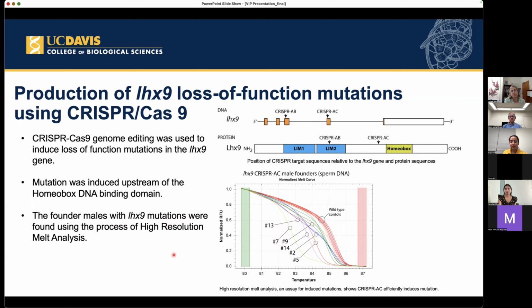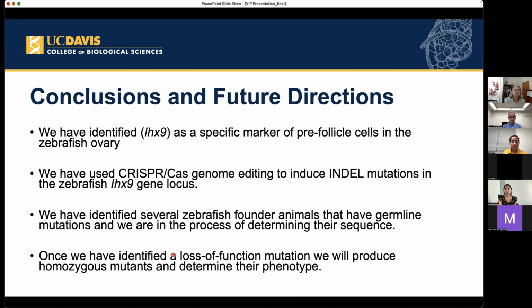And then the next procedure, here are the future directions. We have identified LHX9 as a specific marker of pre-follicle cells in zebrafish ovary, and we have used CRISPR-Cas genome editing to induce indel mutations, which can be both insertions and deletions. We have identified several zebrafish founder animals that have germline mutations, and we're in the process of determining their sequence. And once we have determined their sequence, we're going to use these homozygous mutants to determine the phenotype of their progeny.